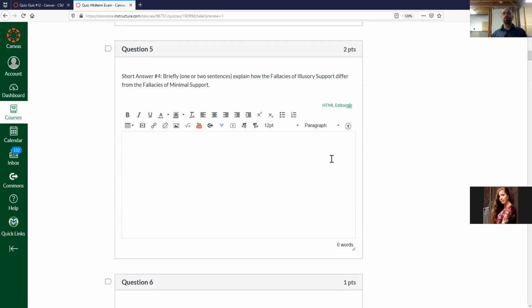How are the fallacies of illusory support different from the fallacies of minimal support? Minimal support: the premises give you some reason to believe that the conclusion is true. Illusory support: they don't really give any reason to believe that the conclusion is true.